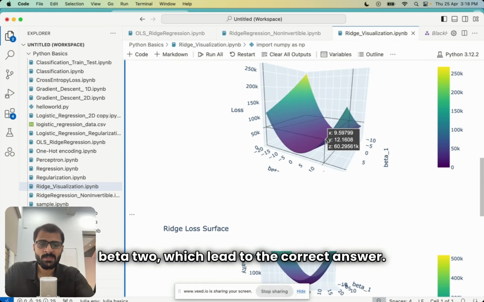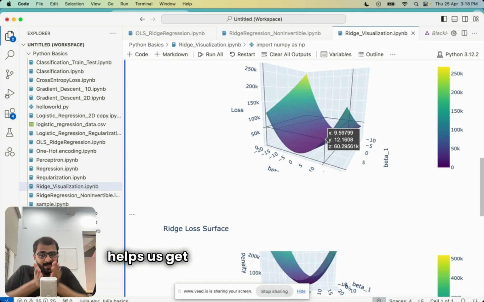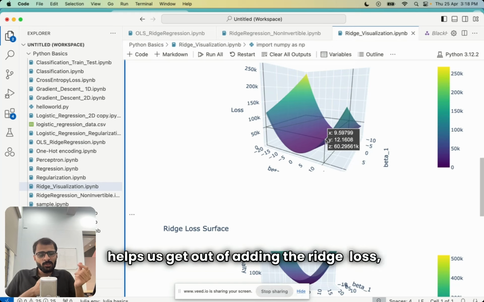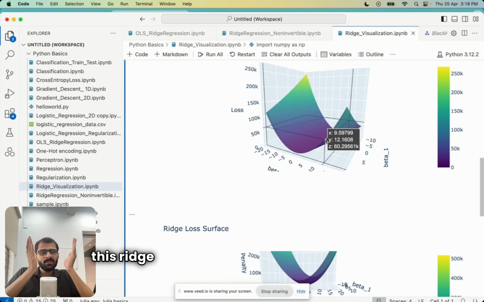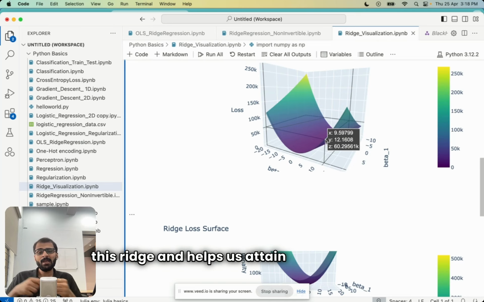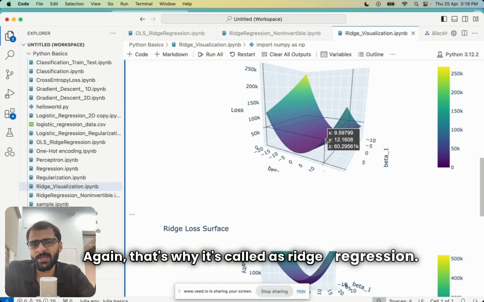The reason it's called ridge regression is that adding the ridge loss, or the regularization term, helps us get out of this ridge and helps us attain a local minima again. That's why it's called ridge regression.